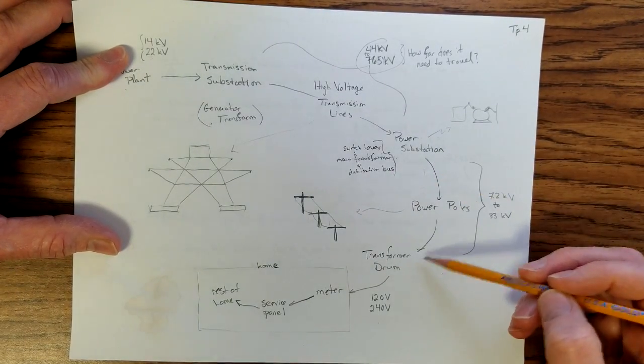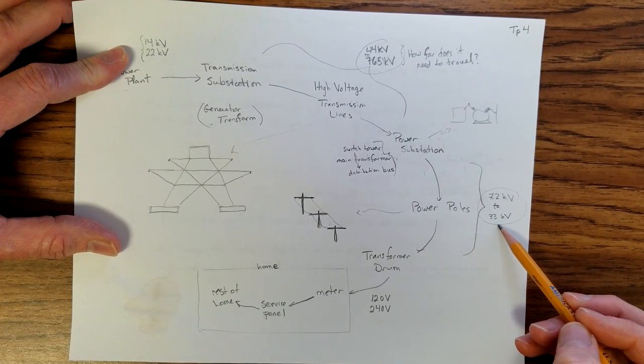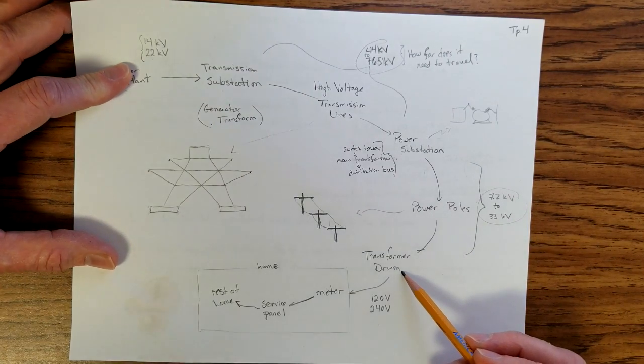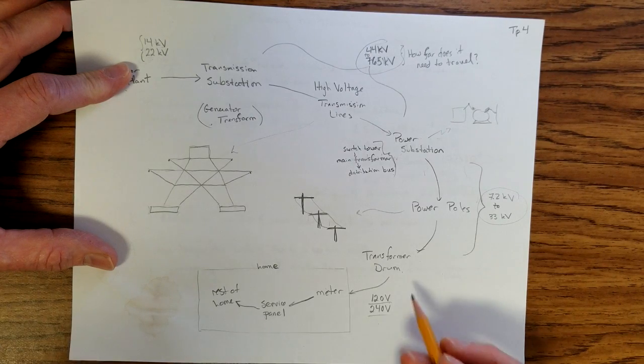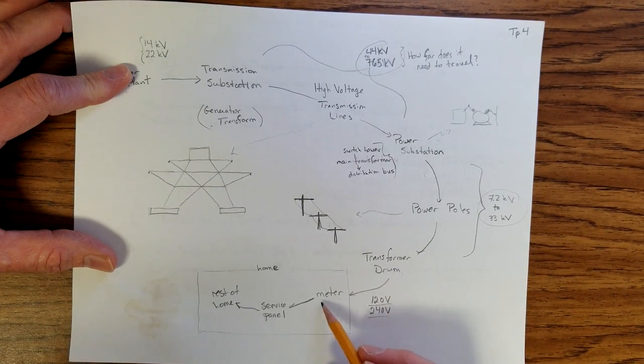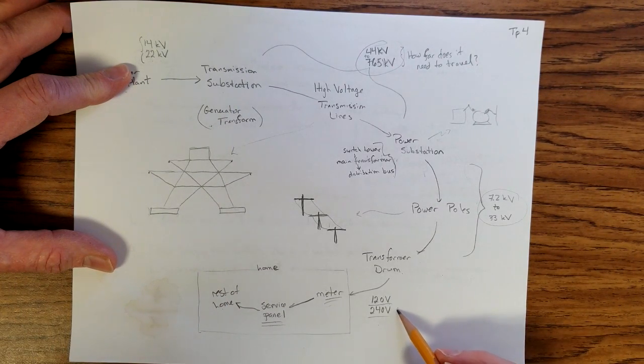Then it goes through the power poles, and at the power poles, it's looking at 7.2 kilovolts to 33 kilovolts. Then right before it goes to the house, it goes through a transformer drum, and that's when it kicks it down to 120 or 240 volts. And the transformer drum then comes into the meter at your house or home or apartment. Then through the service panel. In our house, this is the place where we flip the breakers when we get a power surge, and then into the rest of the home. And I believe the dryer runs on 240, potentially the air conditioning also.